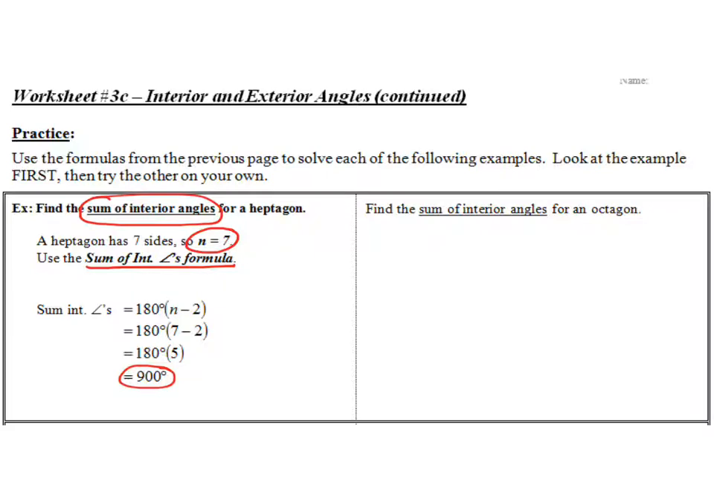So our next thing to do then is to find the sum of the interior angles for an octagon. So we're going to use the same formula, but of course n will be different for an octagon. So pause the video right now and try this problem on your own.